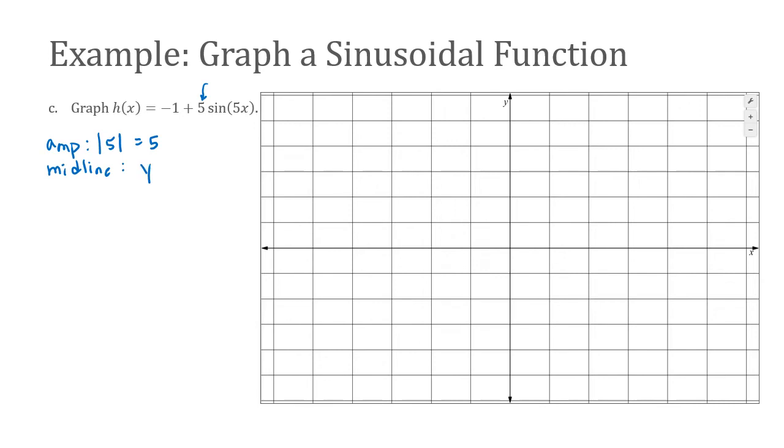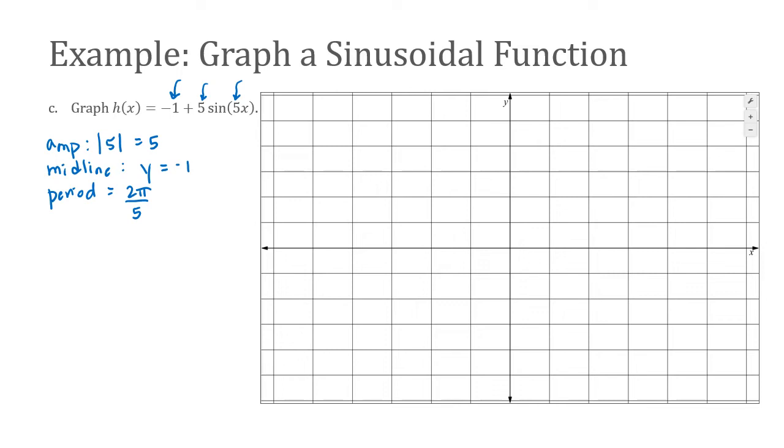Second step is to identify the midline. The midline is always written as the equation of a line, so it's y equals whatever this number that is added or subtracted to the function is. Well, in this case, we are adding a -1, so we're going to say that the midline is y equals -1. The period is equal to 2 pi divided by the b value. Now, the b value is the number that's on the inside of the argument. That number is positive, so we don't have to worry about a vertical reflection. And then the other thing we don't have to worry about is 2 pi over 5 does not reduce. So that is our period.